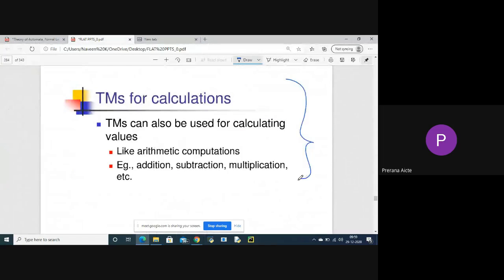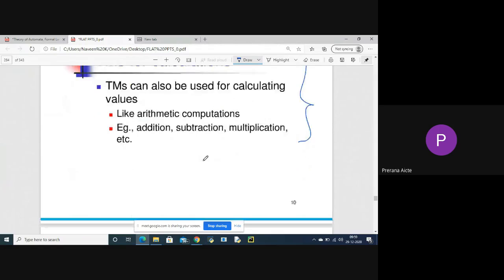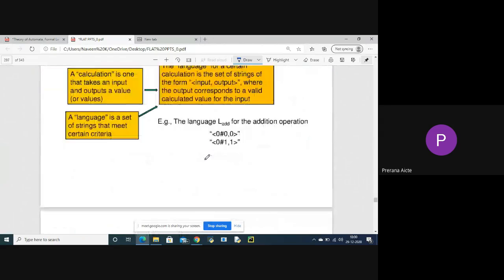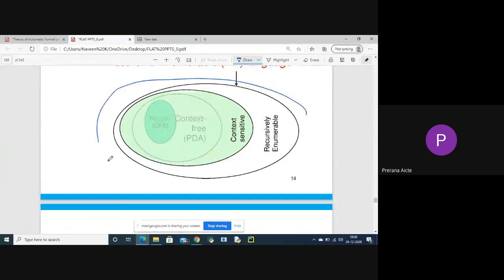A Turing machine also works as a calculator. It is used for calculating values like arithmetic computations, addition, subtraction, and multiplication also. It is a superior machine to finite automata, push-down automata, and linear bound automata. Here is the Chomsky hierarchy of languages. It contains regular language, context-free language, context-sensitive language, and recursively enumerable language.